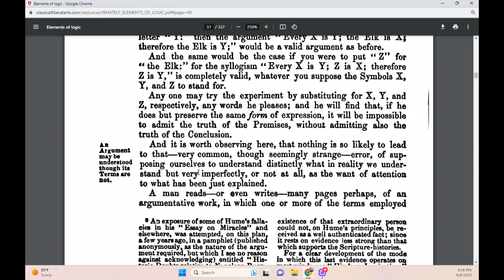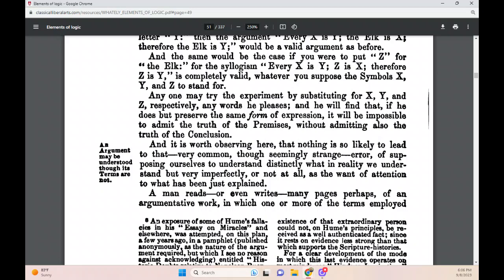And it is very worth observing here that nothing is so likely to lead to that very common, though seemingly strange error. Let me read that again. It is worth observing here that nothing is so likely to lead to that error of supposing ourselves to understand distinctly what in reality we understand but very imperfectly or not at all, as the want of attention to what has been just explained.